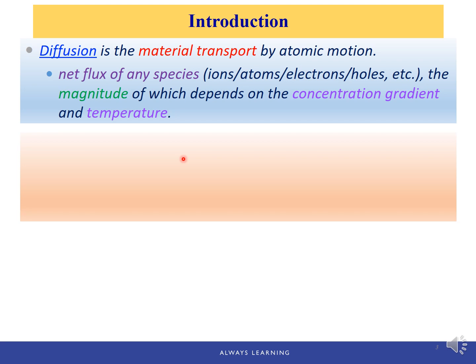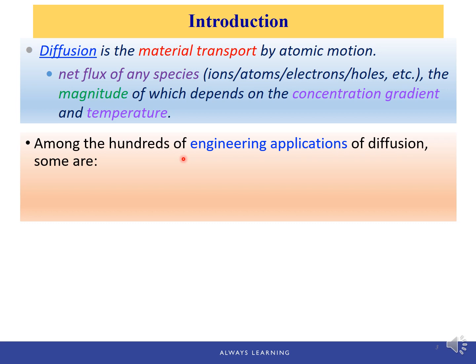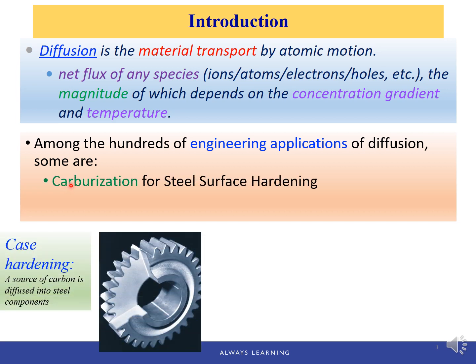Materials of all types are often heat-treated to improve their properties. The phenomena that occur during a heat treatment almost always involve atomic diffusion. So among the hundreds of engineering applications of diffusion, let's take a look at a couple of examples. The first example is carburization for steel surface hardening.